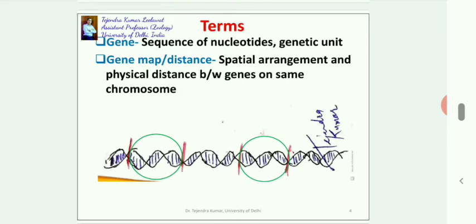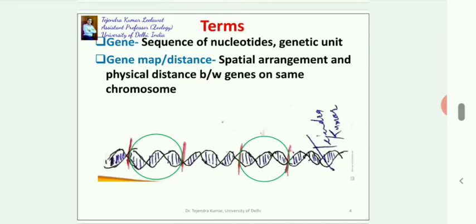As I told you, genes are arranged on the chromosome. So the spatial arrangement of these genes, or we can say the physical distance between the genes on the same chromosome or on the same chromatid, that determination is called gene mapping, and their distance is called gene distance.